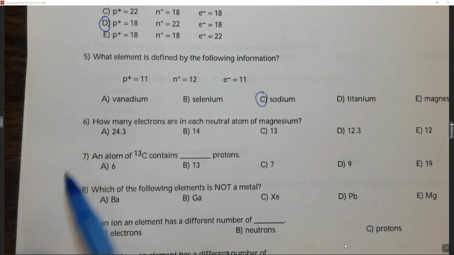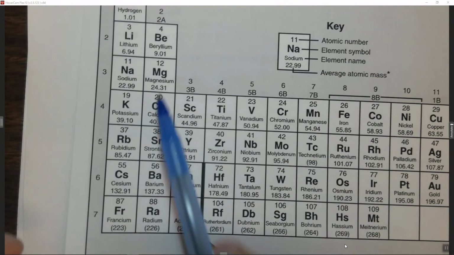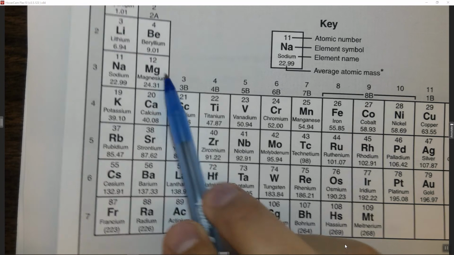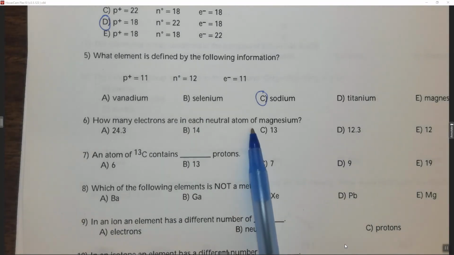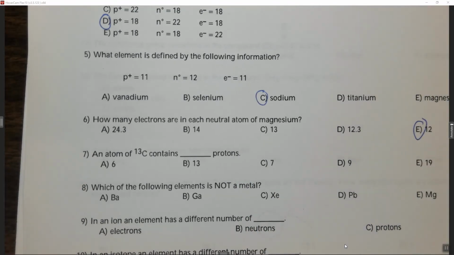This question says, how many electrons are in a neutral atom of magnesium? So we have to find magnesium on our periodic table. Magnesium is atomic number 12, which means it has 12 protons in the nucleus. Because it's a neutral atom, that means the number of protons and the number of electrons are equal, so it also has 12 electrons in the electron cloud.